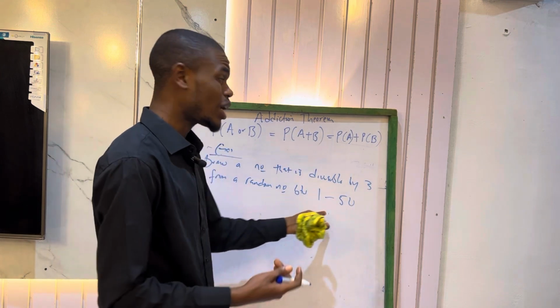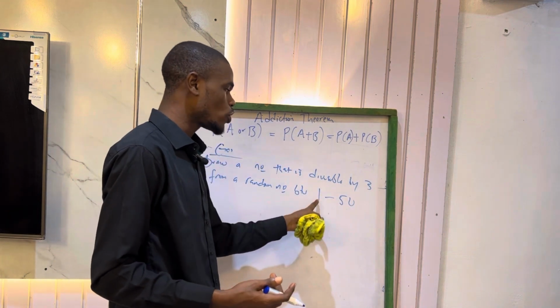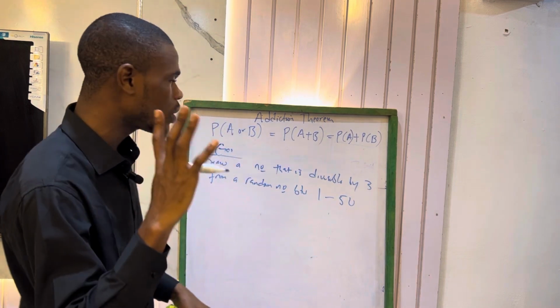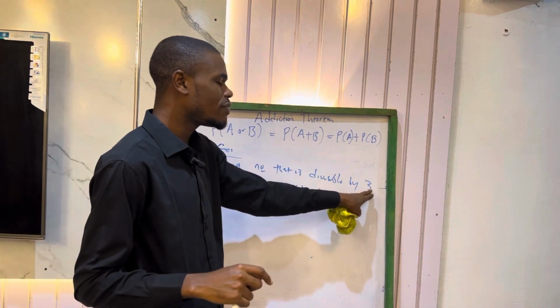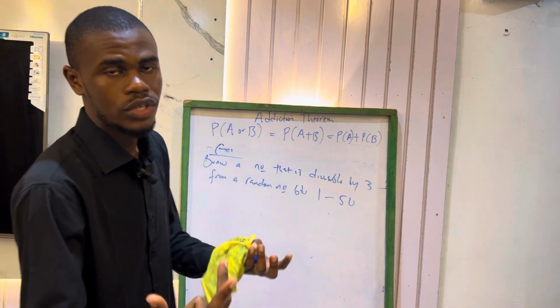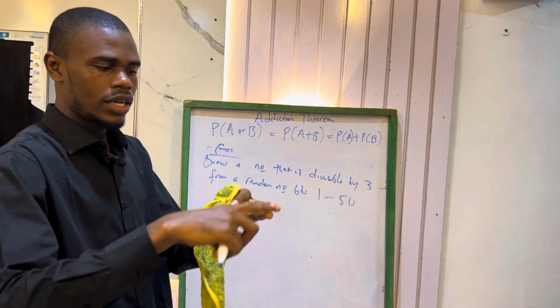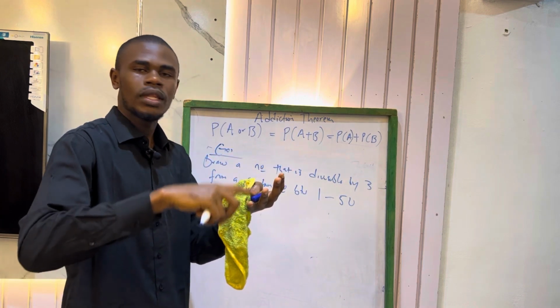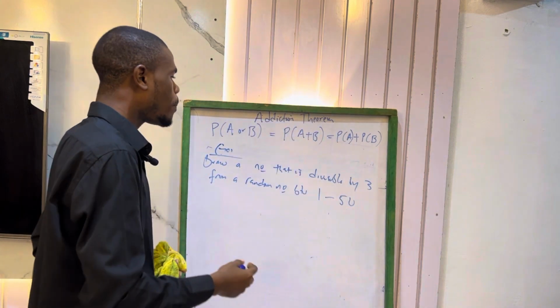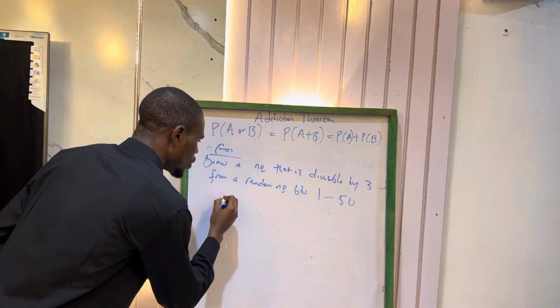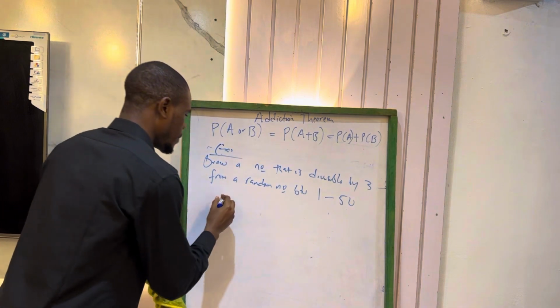1 to 50, the total number of numbers will be what? It will be 50 minus 1 plus 1, giving you 50 different numbers. As for the numbers that are divisible by 3 within this range, you have to check them. It starts with 3, 6, 9, 12, 15, it goes in that order. Let's do it together and see.